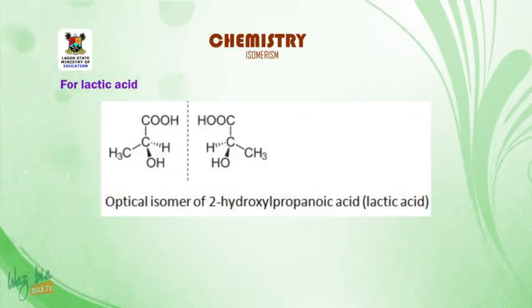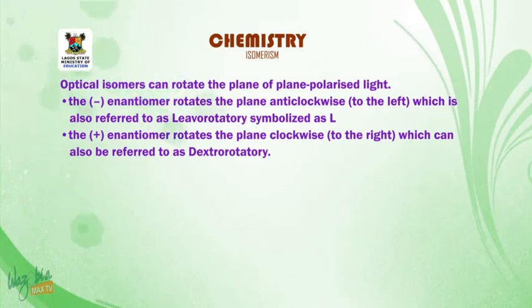Lactic acid is CH3CHOHCOOH. That's the formula of lactic acid. So they are optically active. Optical isomers can rotate the plane of polarized light. The negative, that is the minus enantiomers, rotate the plane anticlockwise, that is to the left, which is also referred to as levorotatory, symbolized as L, while the plus enantiomers rotate the plane clockwise, that is to the right, which is also referred to as dextrorotatory.